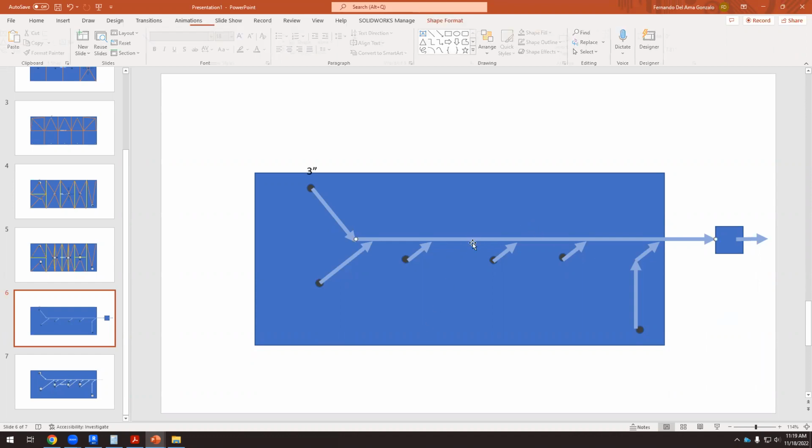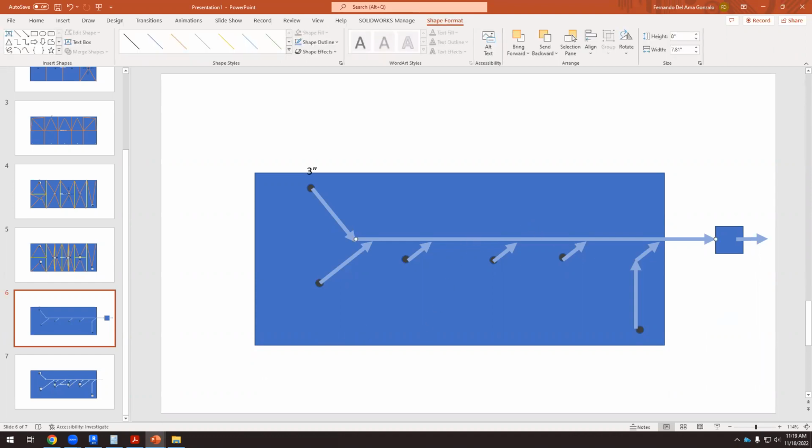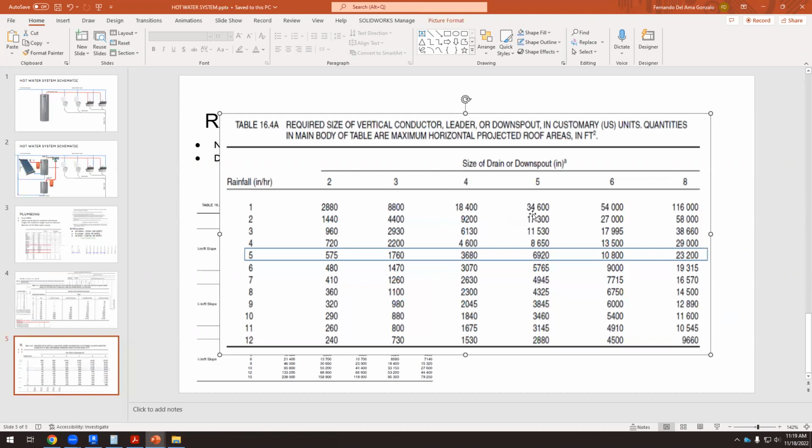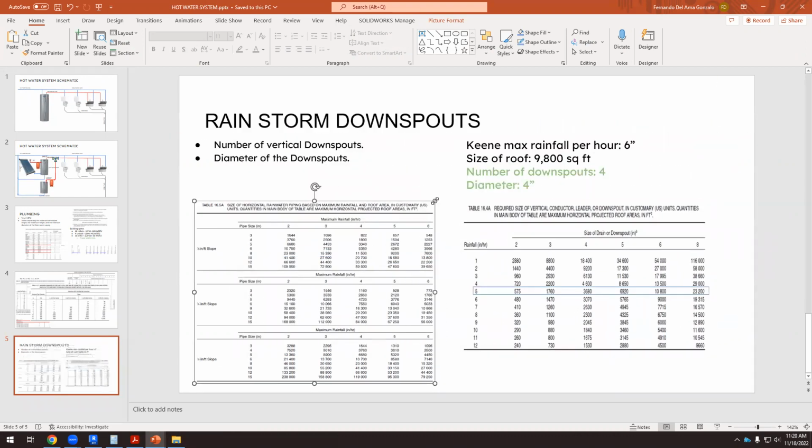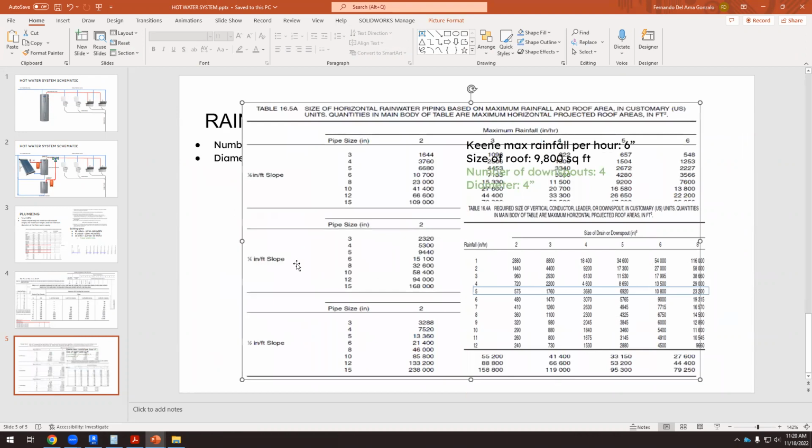And now we have to calculate this element. So with this table, we have calculated that if this is the area, so that was a 3-inch downspout. But now we have to do the same with the horizontal element. So for the horizontal element, we have this. First, we need the slope. 1/4 is fine. So I would always use 1/4.